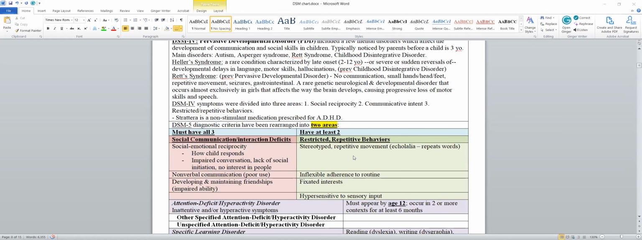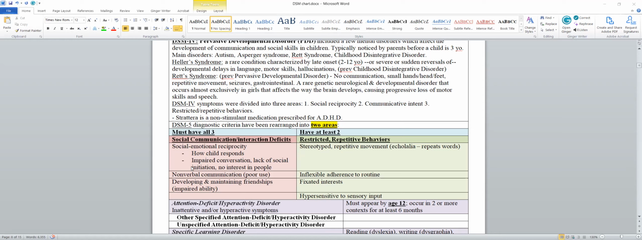So going back to the diagnostic criteria areas. In the DSM-5, the criteria must have all 3 from the social communication interaction deficits and have at least 2 from the restricted repetitive behaviors. So the social communication and interaction deficits are: 1, social emotional reciprocity, how a child responds, impaired conversation, lack of social initiation, no interest in people.